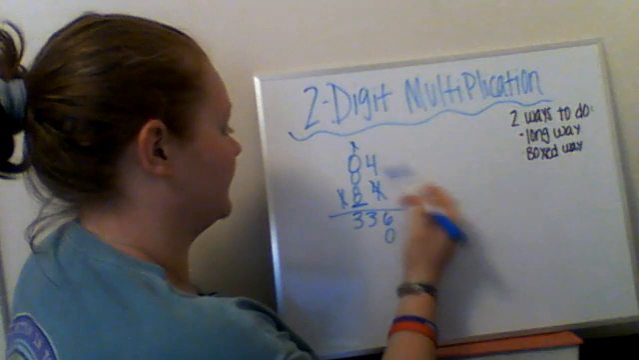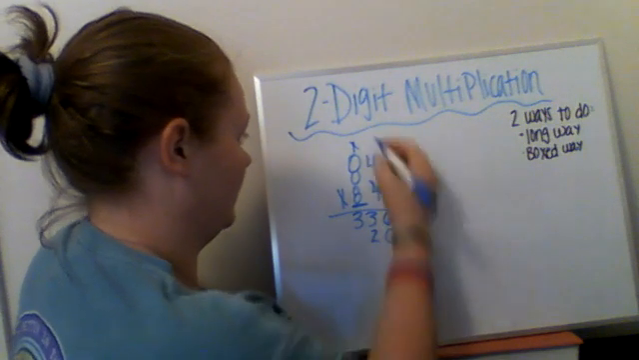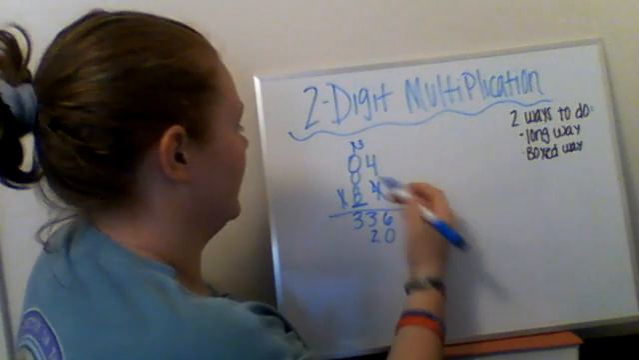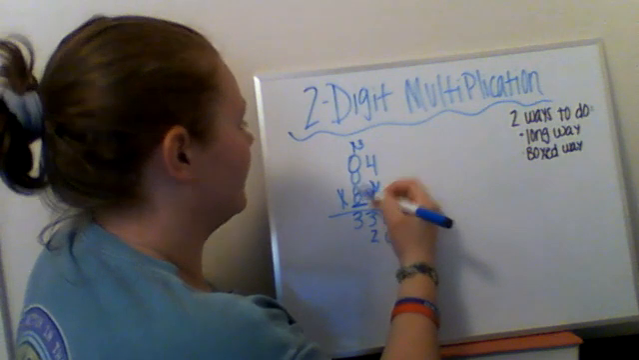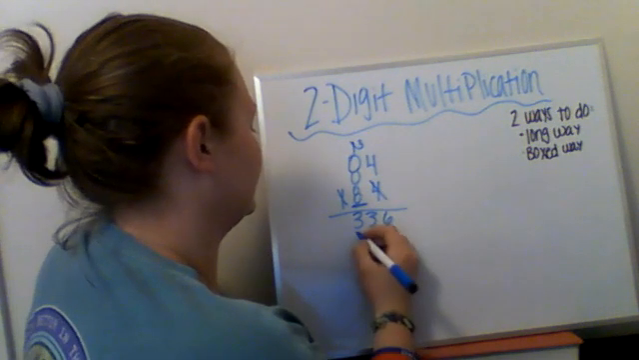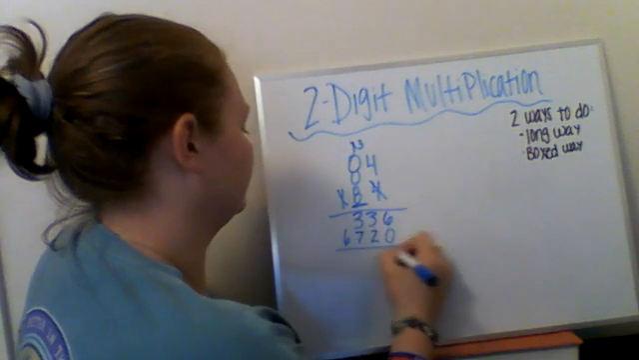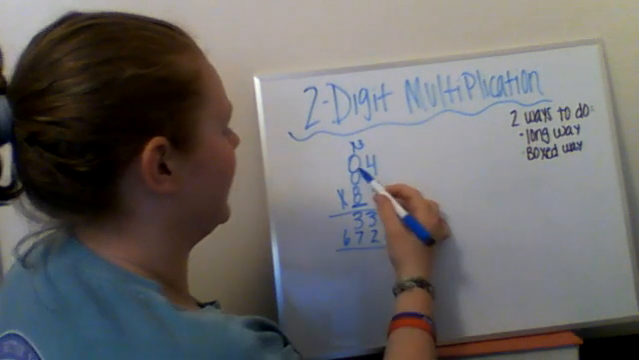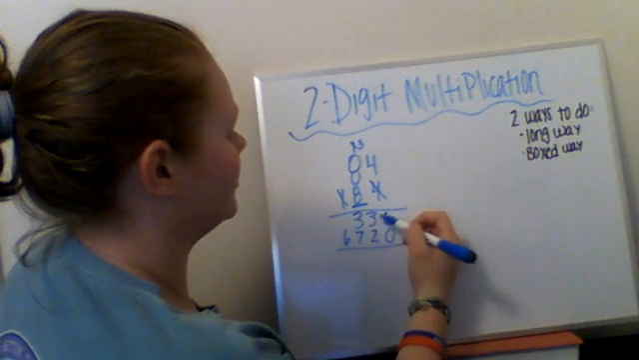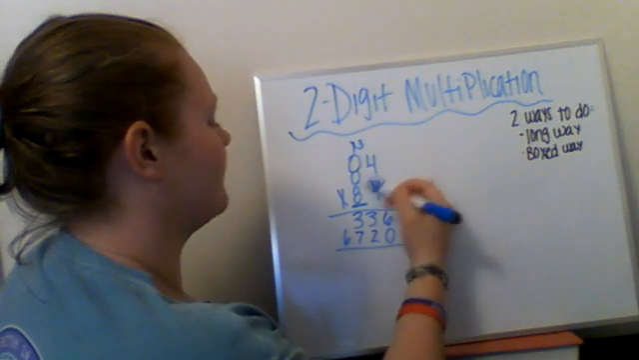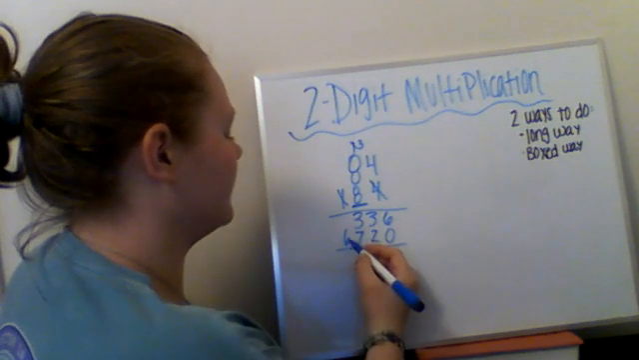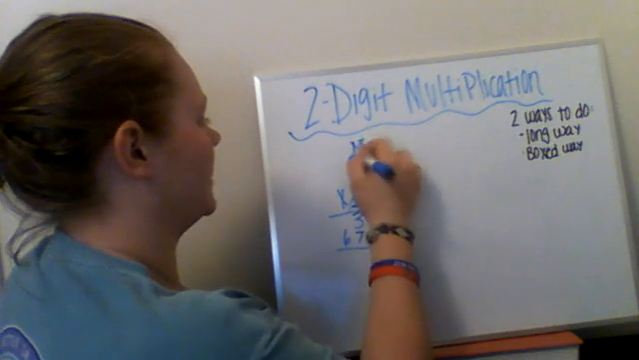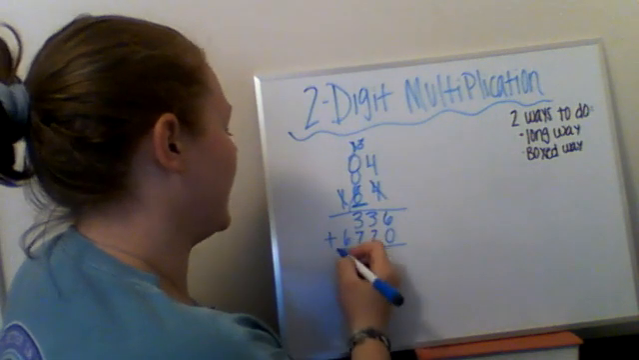So 8 times 4 is 32. Carry my 3. 8 times 8 is 64, plus 3 is 67. Okay, so now I have my two sets of numbers that I multiplied. I have 84 times 4 for 336, and then 84 times 80, which gave me 6,720. So I can mark out all my numbers. Now I'm going to add them.